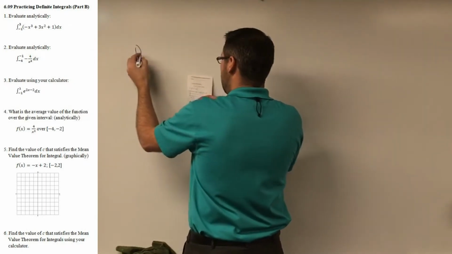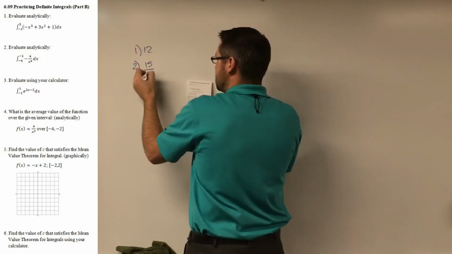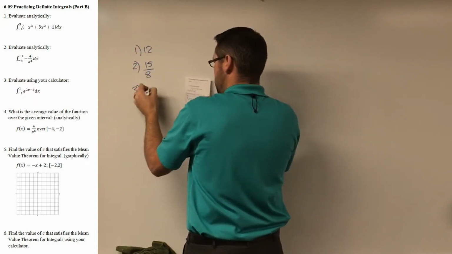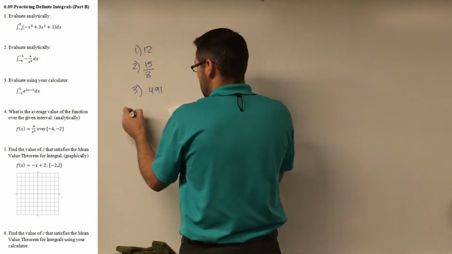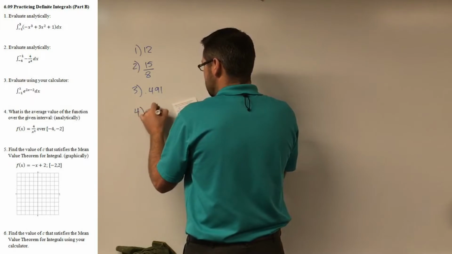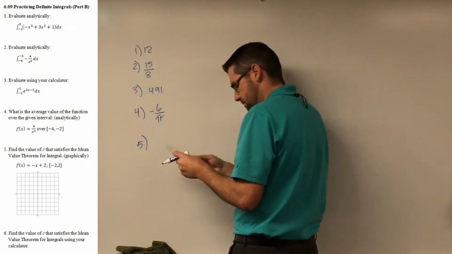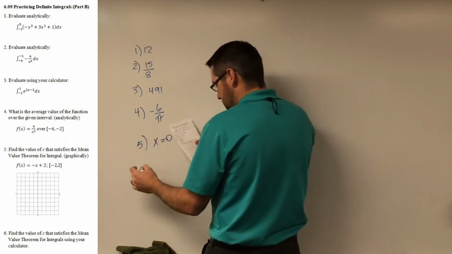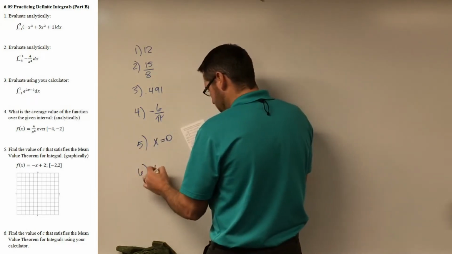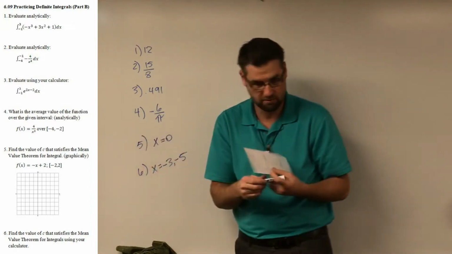All right, number 1 was 12. Number 2 was 15 over 8. Number 3 was 0.491. Those were just regular integrals. Number 4 was negative 6 over pi, because it was an analytical approach, not a calculator problem. Number 5 was x equals 0, or you could argue c equals 0. And number 6, x equals negative 3 and negative 5, or c equals negative 3 and negative 5.